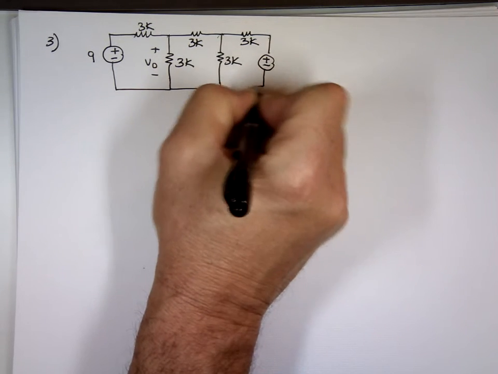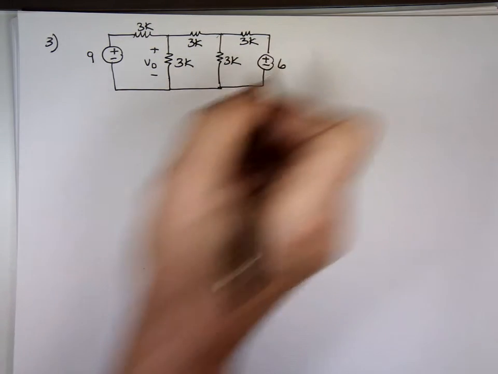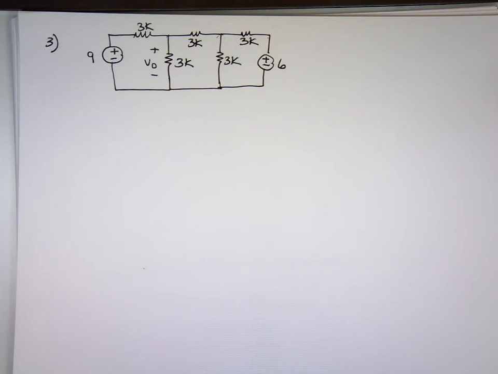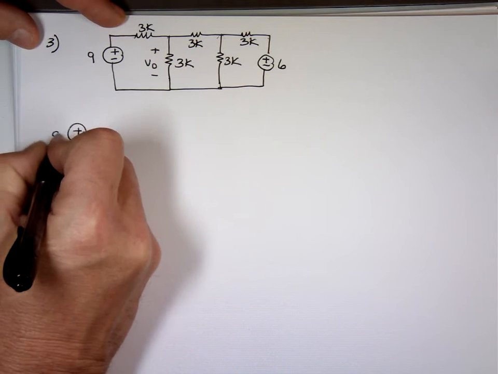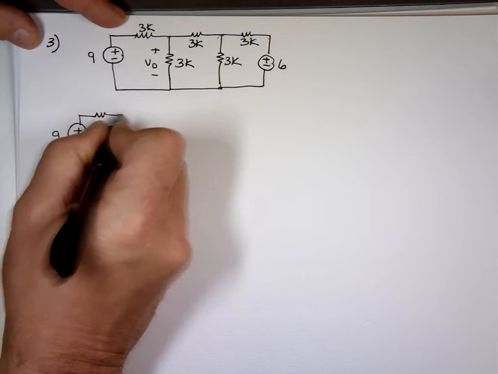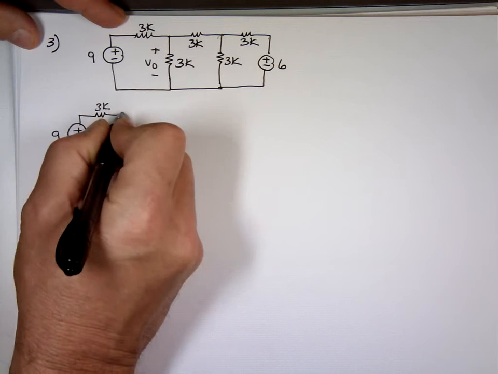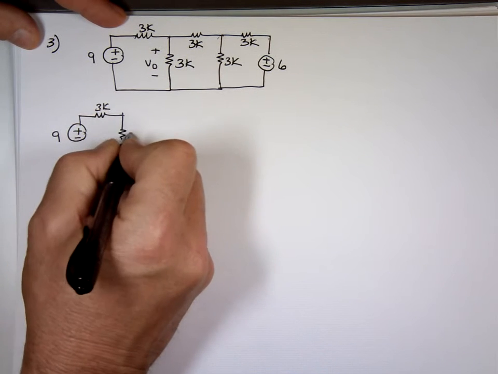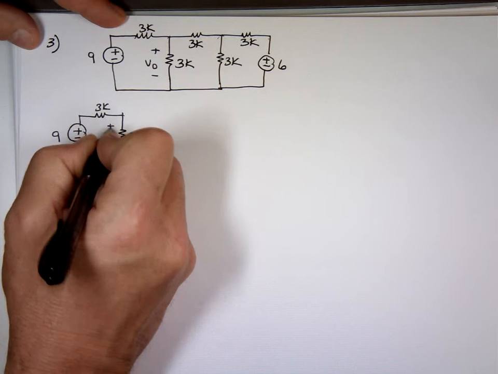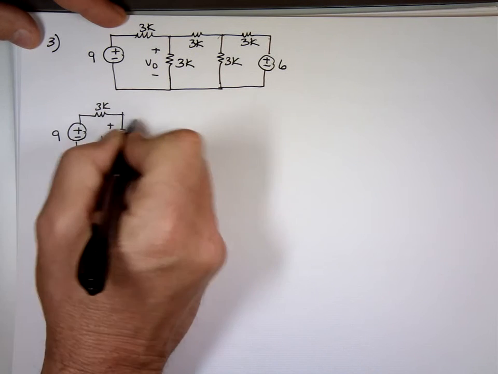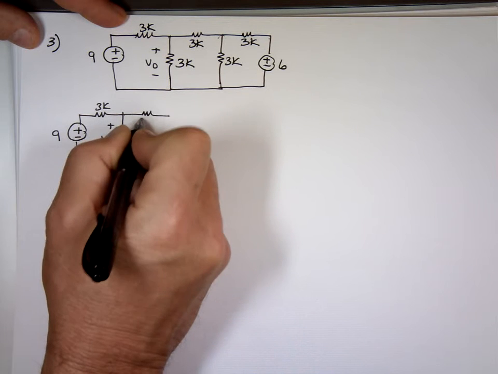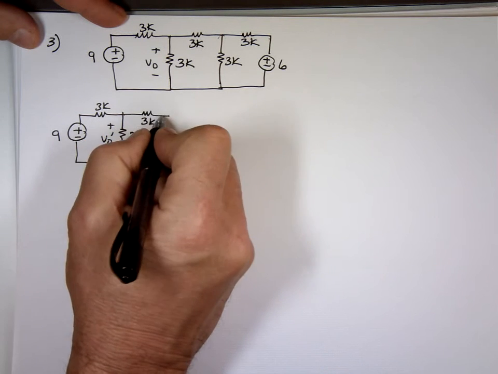So superposition says one source at a time. So let me kill the right source. If I do kill the right source, I'm going to have this. 9, 3K. So I'm going to call this V out bar. That's the first one. I have 3K. And when you kill a source, it becomes what? A short circuit, right?